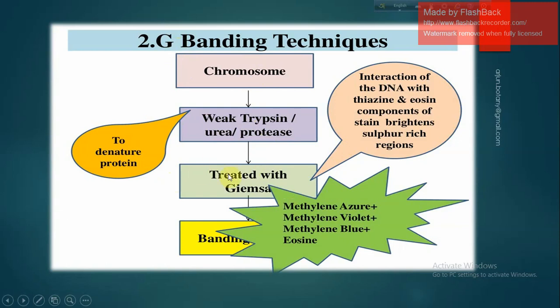And after being treated with Giemsa, that's why it is known as Giemsa banding or G banding. Then the Giemsa interacts with the DNA, and with the thiazine and eosin components of the stain, brightening the sulfur-rich region. After that, a band is formed, and methyl azure, methyl violet, methyl blue, or eosin are the different brightening stains.